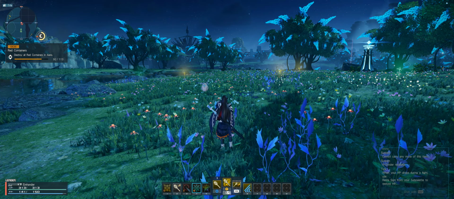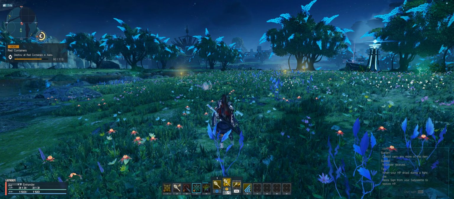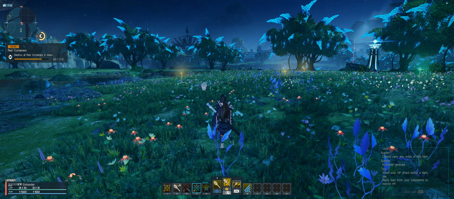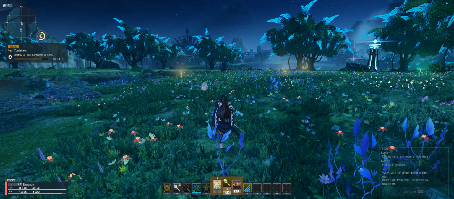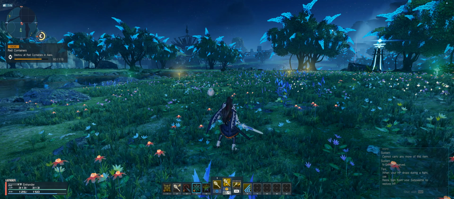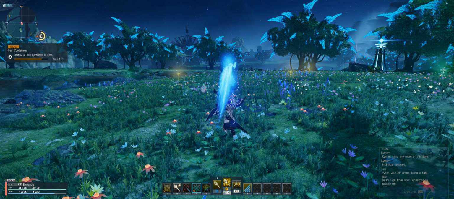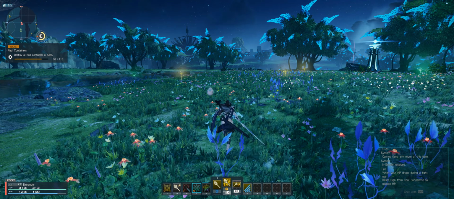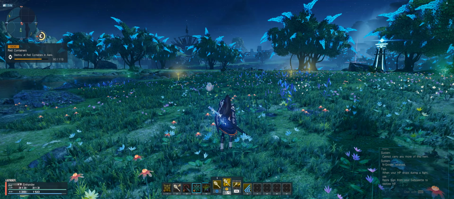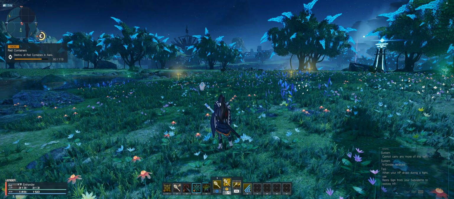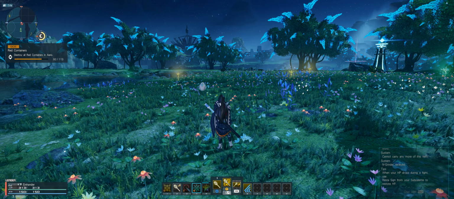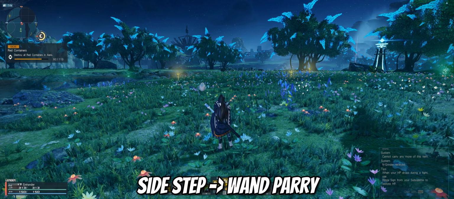This is where other things get a little tricky and get a little fun. So, once again, I can wave crash with Wand Parry, or I can cancel it with the sidestep. This is where things get interesting, because another technique you can do is sidestep into Wand Parry.